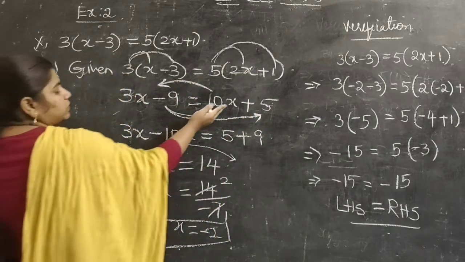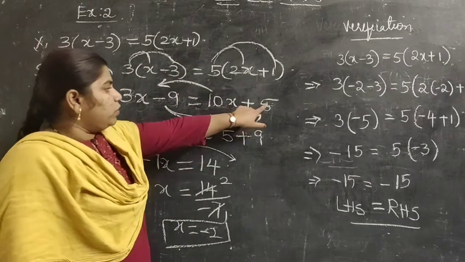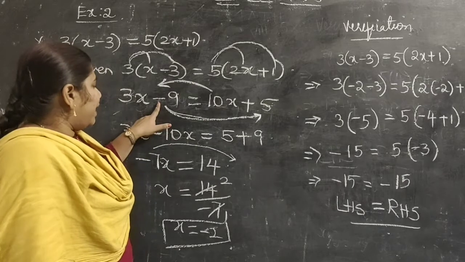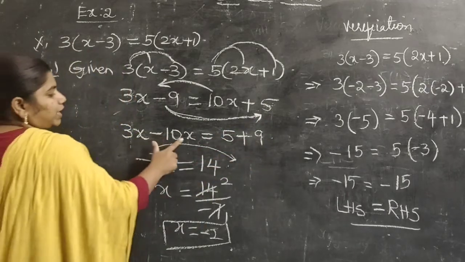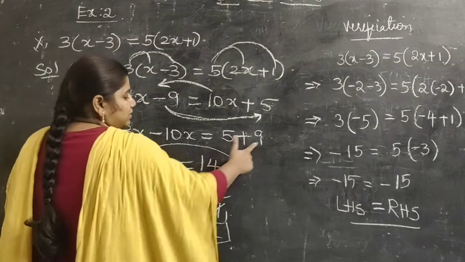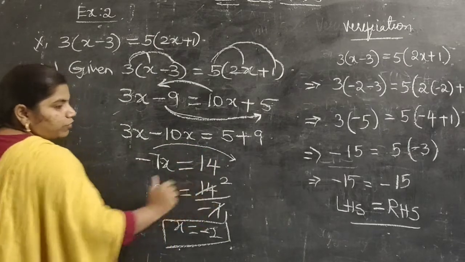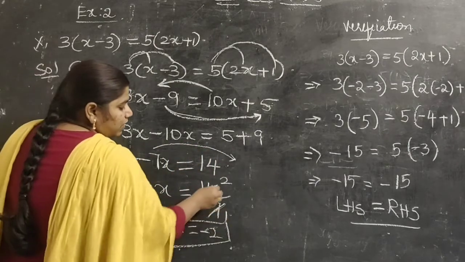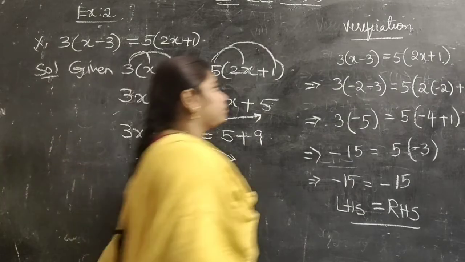Now transpose this plus 10x to this side and minus 9 you take to the other side. So if you transpose this plus 10x to this side, that will be minus 10x, is equal to 5, I wrote as it is. Minus 9, if you transpose, that will be plus 9. So 3x minus 10x will be minus 7x is equal to 5 plus 9 is 14. Transposing minus 7 to the other side, it will be in the form of division. 7 1s are 7, 7 2s are 14, so the x value is minus 2.